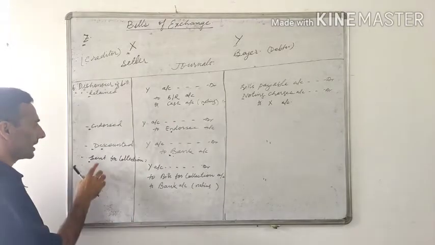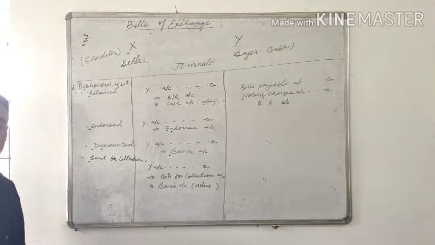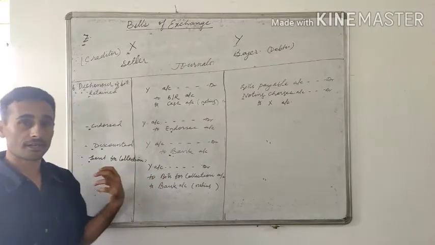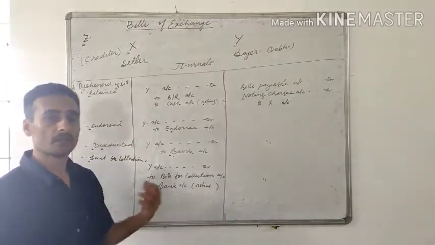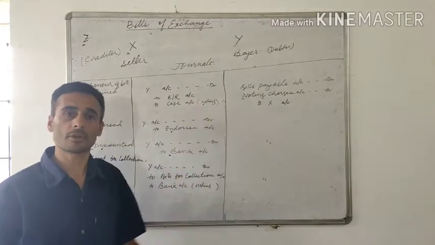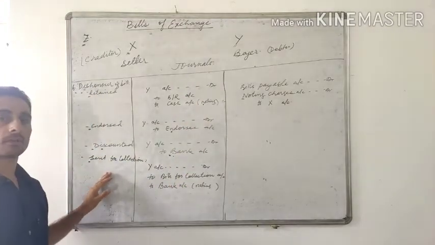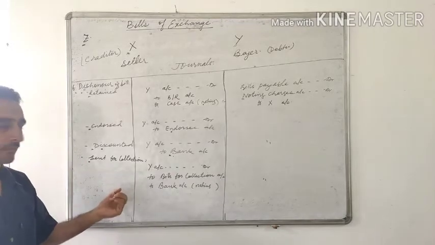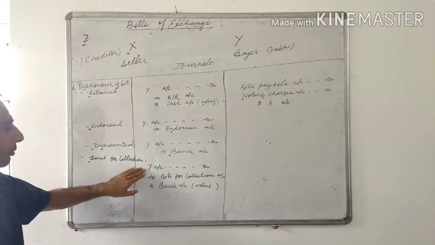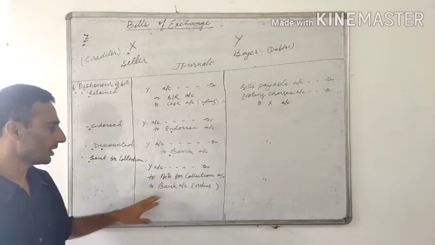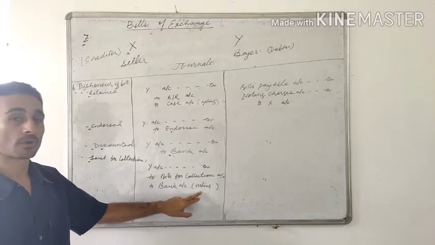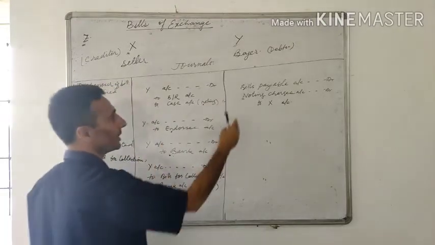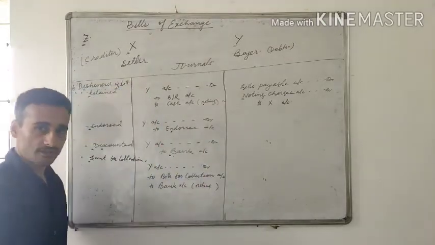Sent for collection. Now what is the meaning of sent for collection? Here X, instead of keeping the bill with him, has given it to the bank with the standing instruction that the bill should be collected from Y on the date of maturity. So it is the responsibility of the bank to make the collection. This is called bill sent for collection. So the entry on the dishonor is Y account debit to bills for collection account to bank account. This bank account is for noting charges. Now in the books of Y, the entry for dishonor of bill is the same for all these cases.